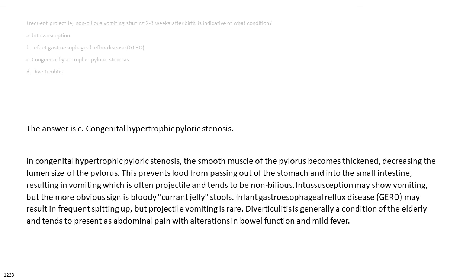In congenital hypertrophic pyloric stenosis, the smooth muscle of the pylorus becomes thickened, decreasing the lumen size of the pylorus. This prevents food from passing out of the stomach and into the small intestine, resulting in vomiting which is often projectile and tends to be non-bilious. Intussusception may show vomiting, but the more obvious sign is bloody currant jelly stools. Infant gastroesophageal reflux disease, GERD, may result in frequent spitting up, but projectile vomiting is rare. Diverticulitis is generally a condition of the elderly and tends to present as abdominal pain with alterations in bowel function and mild fever.